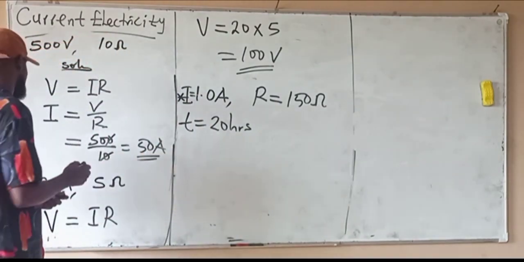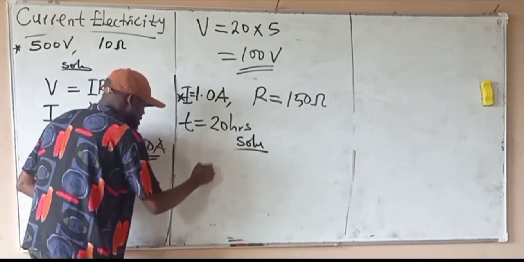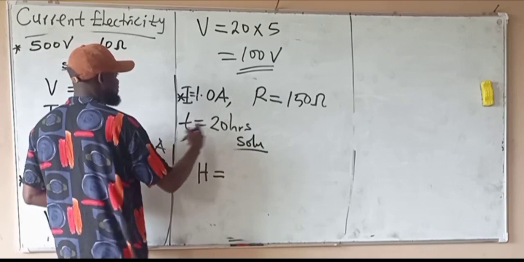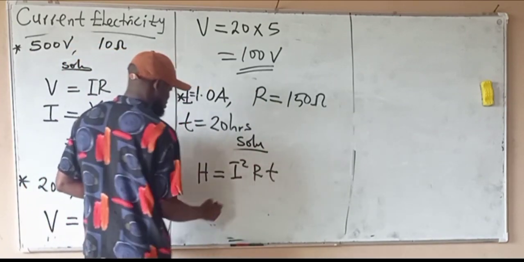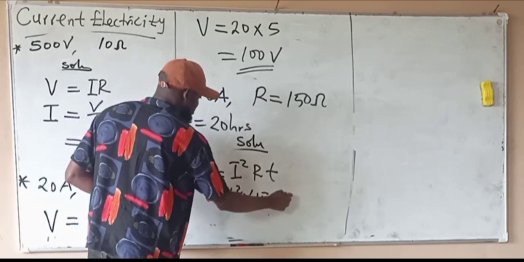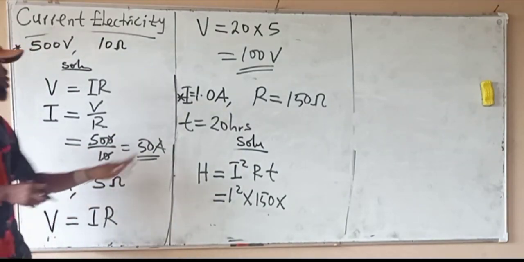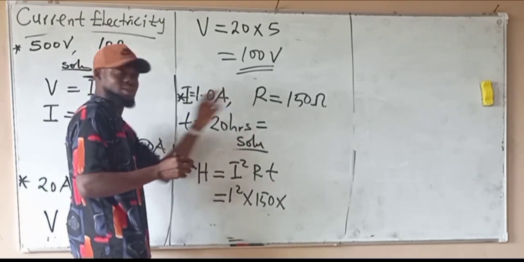Solution. So heat energy is equal to what? So we have I, R, and T. So we're going to have I squared R T. We're going to have 1 squared times 150 times T. That is in hours. We want to move it from hours to seconds.